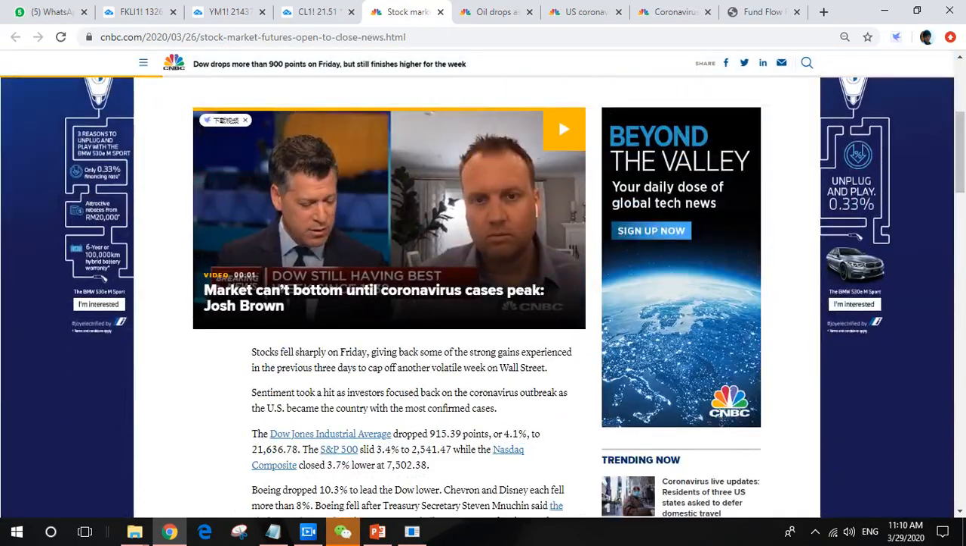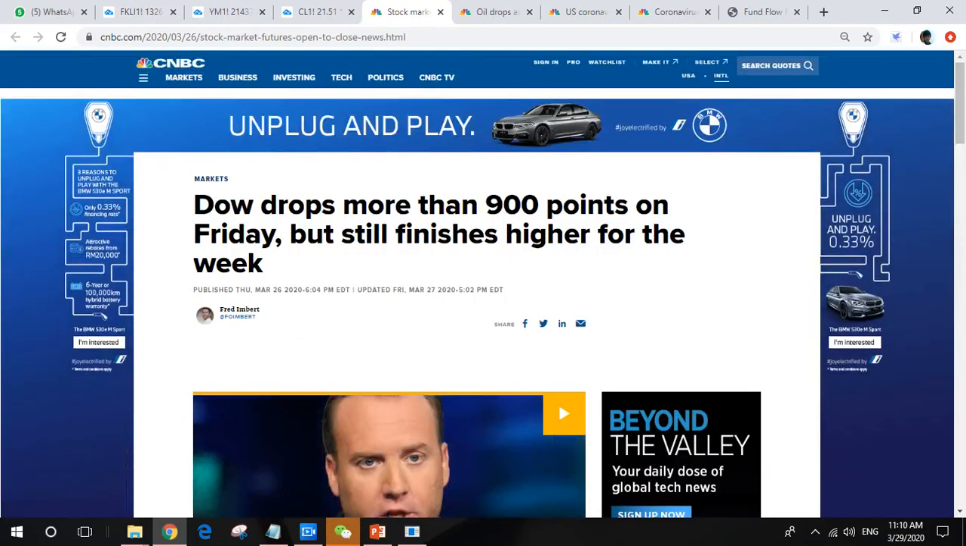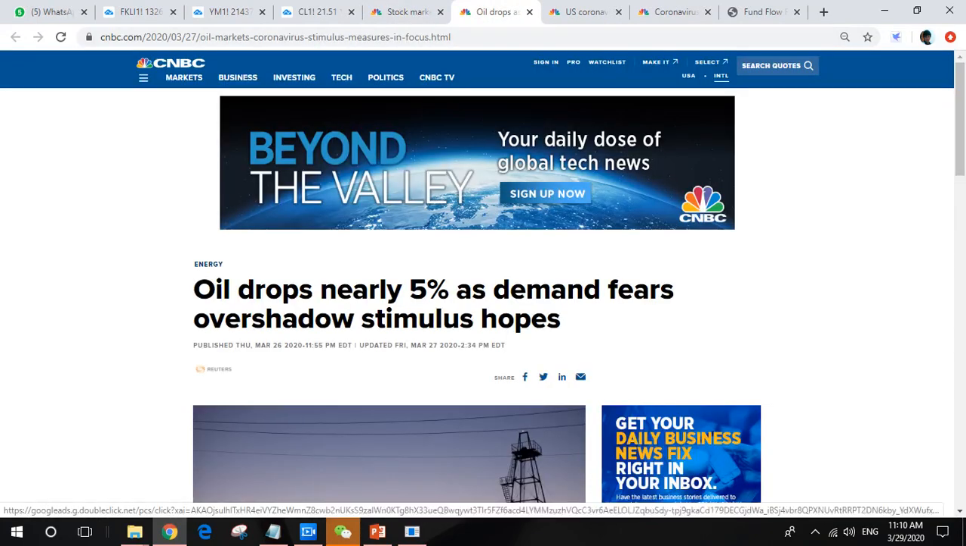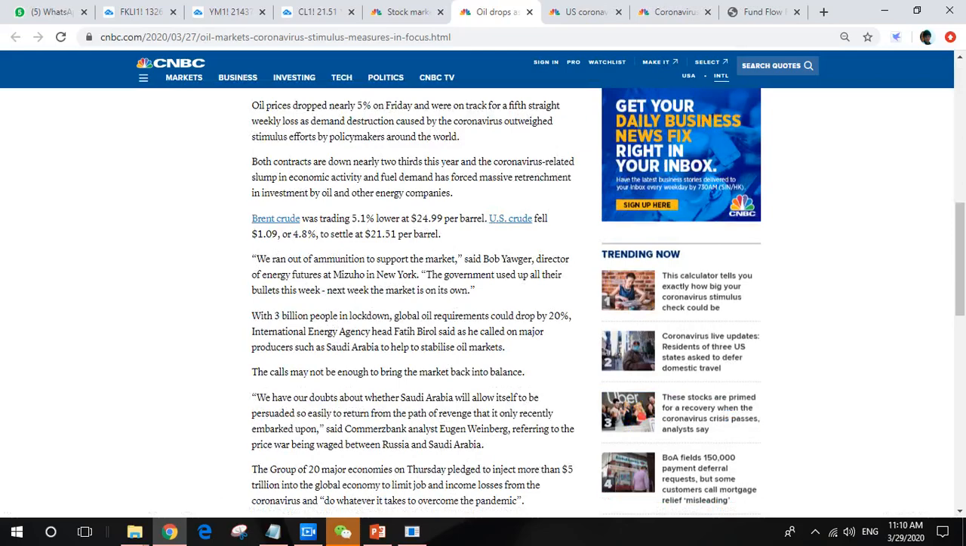We can see here the down days are still more than the up days, and the buying momentum is still not that strong. But there is no lower low yet, so we have to look into it. Oil price still drops as usual.